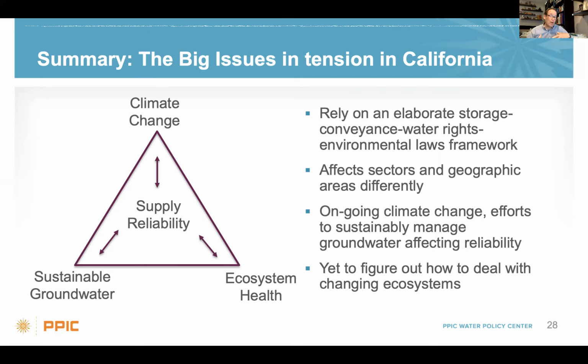We are in the very difficult transition away from the overuse of groundwater. We've got to get to sustainability. That is going to have an impact on supply reliability, and that tugs on everything else in the system. And then we still have yet to figure out how to deal with this ecosystem issue especially under rapid change. That is our grand challenge. In fact, those are our grand challenges right there in California water, and I'm sure they apply to the ACF as well.